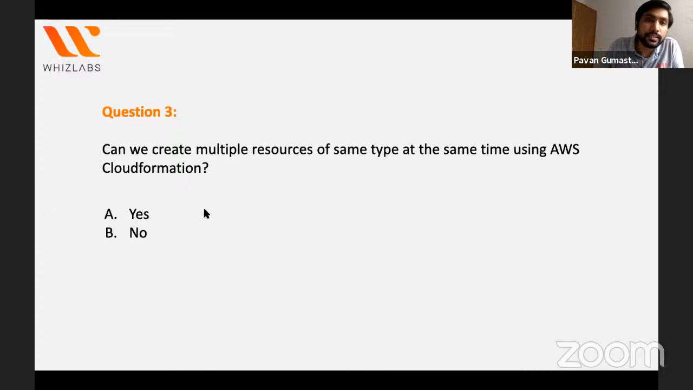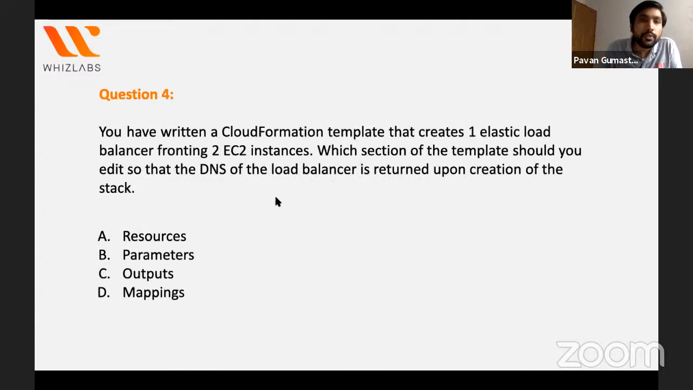So the answer is yes. Question number 4, you have written a CloudFormation template and you created a load balancer, and you want to know the DNS name of that load balancer. Where do we see it? It is the end result, what you want from the CloudFormation, the output. Outputs are available in option C, the Outputs parameter. In the Outputs section of the CloudFormation, you will be able to see the DNS name of the load balancer.